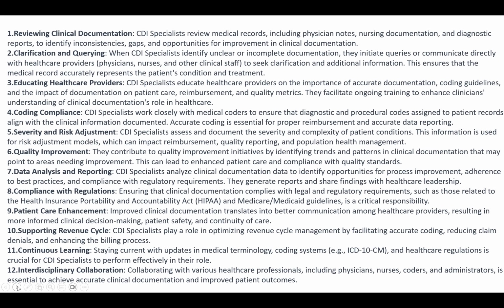Coding compliance. CDI specialists work closely with medical coders to ensure that diagnostic and procedural codes assigned to the patient records align with clinical information documented. Accurate coding is essential for proper reimbursement and accurate data reporting.